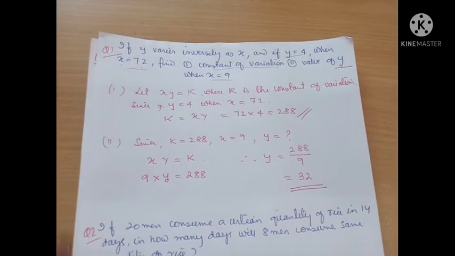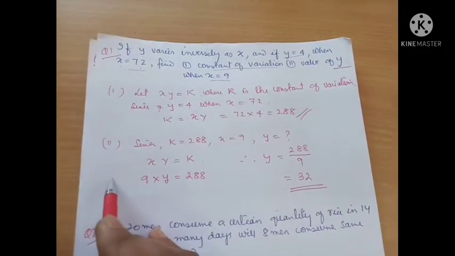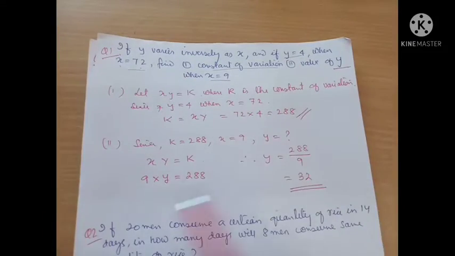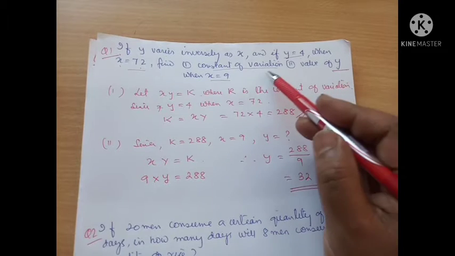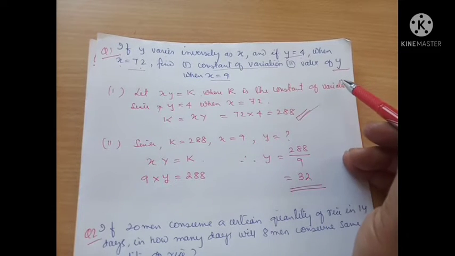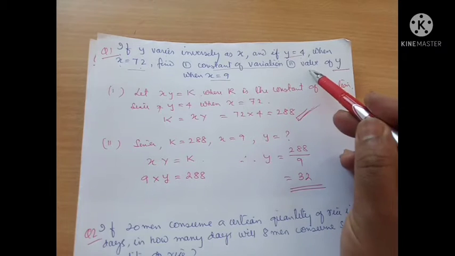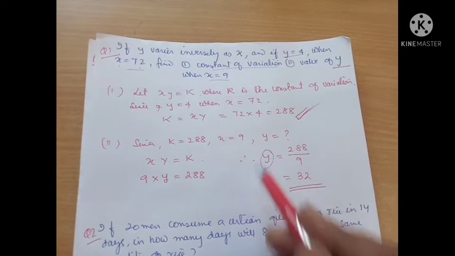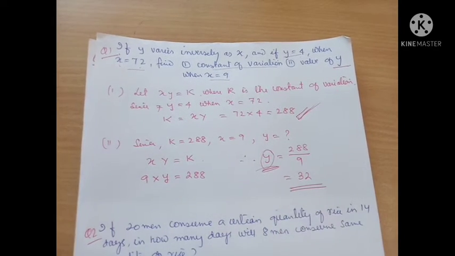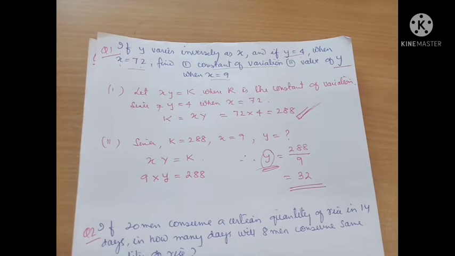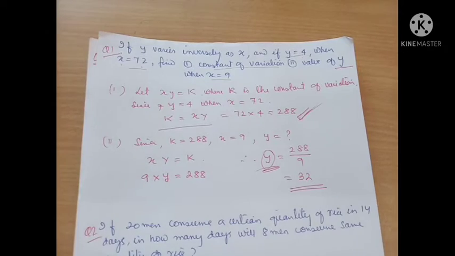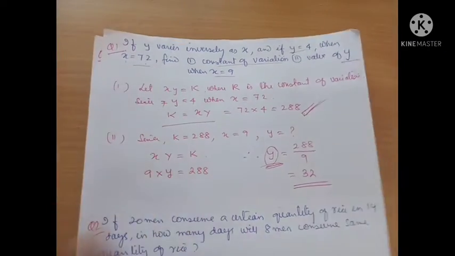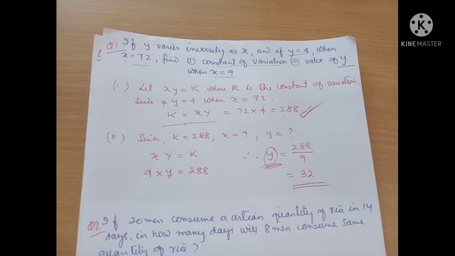In this way, we can find out the constant of variation when x and y are given. And from the constant of variation, we can find the value of x or y again. So this is how we are finding inverse proportion by using xy is equal to k, where k is a constant. This is a formula. By using the formula, we can find out the value of x, the value of y, and the constant.